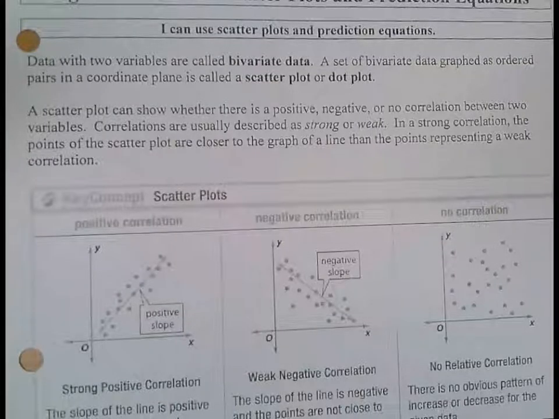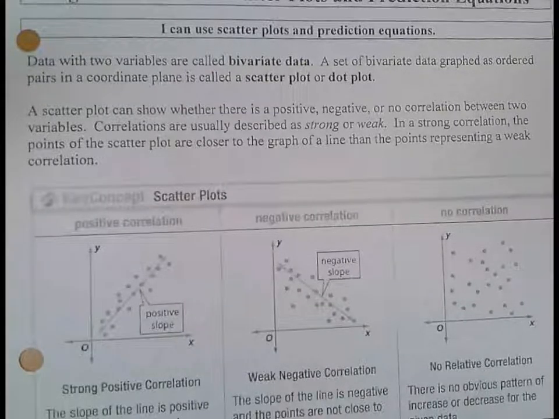So I have just on the front definitions that you need to know, and the first one is bivariate data. The data in a scatter plot is bivariate data. It's data that has two variables. It's typically x and y. And when you graph that data on a coordinate plane, that's how a scatter plot is defined. It's also called a dot plot. Typically, we call it a scatter plot.